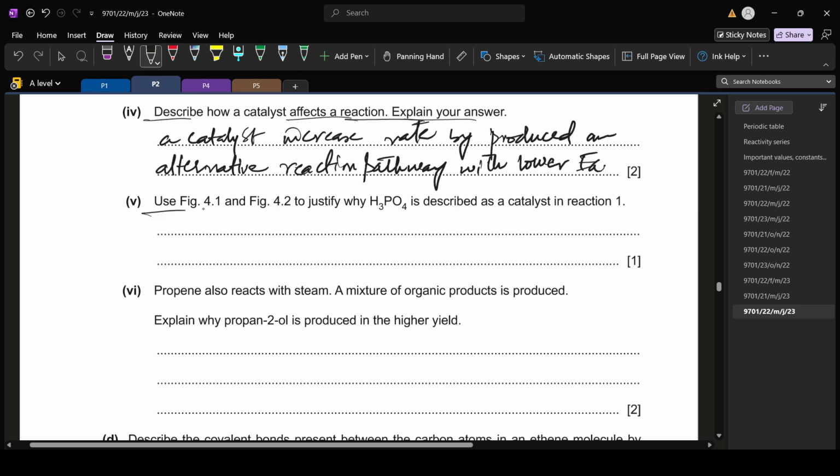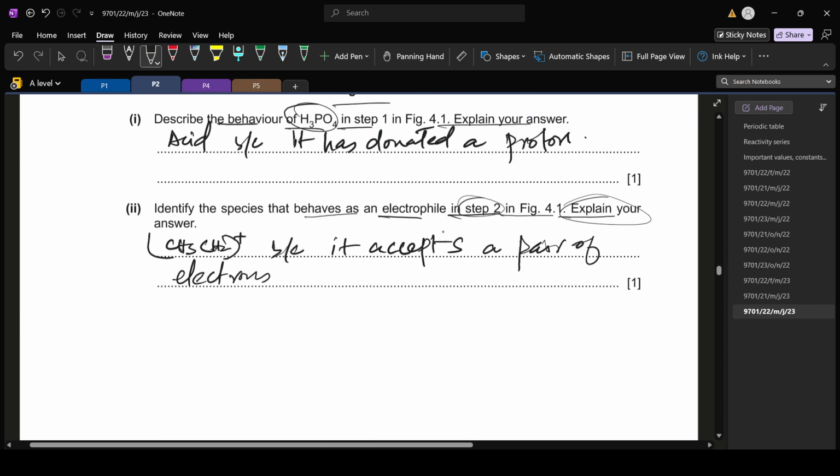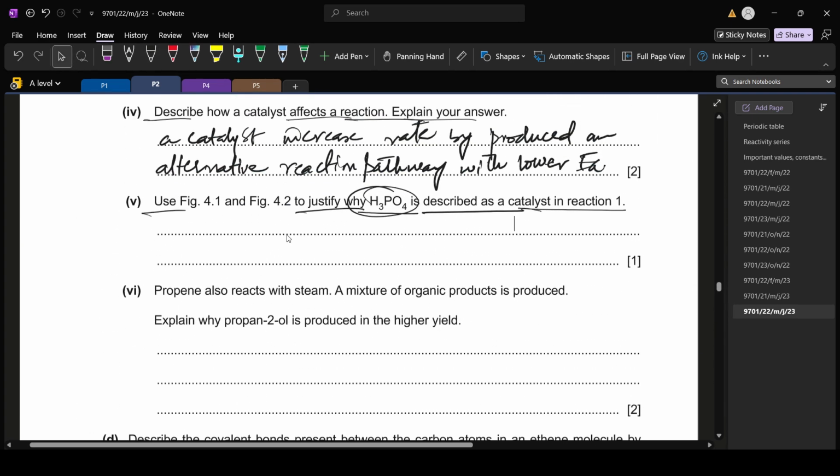Now use figure 4.1 and 4.2 to justify why this phosphoric acid is described as a catalyst in reaction 1. Because this phosphoric acid is regenerated. You can see from the mechanism that this phosphoric acid is regenerated, or reformed. That's why this is a catalyst.